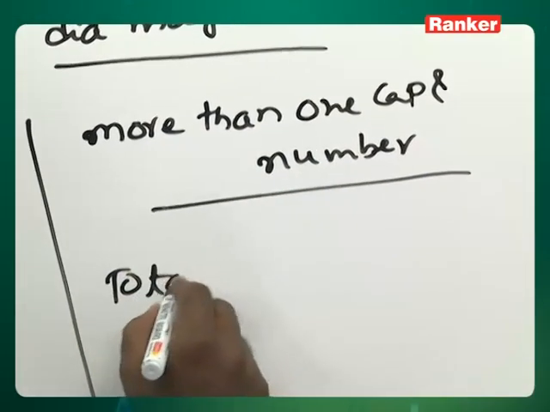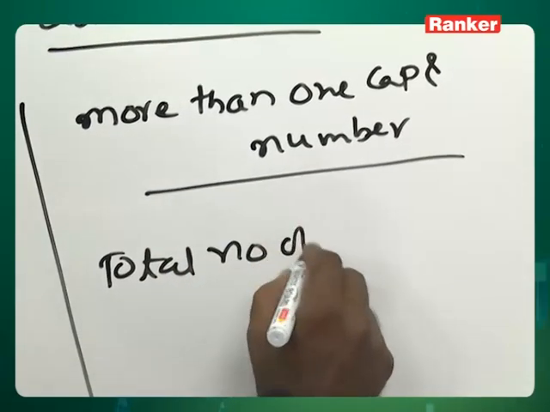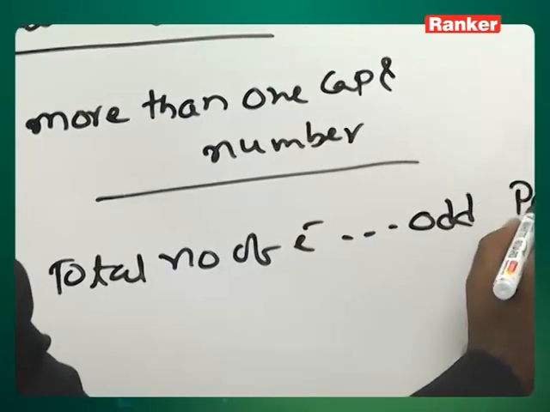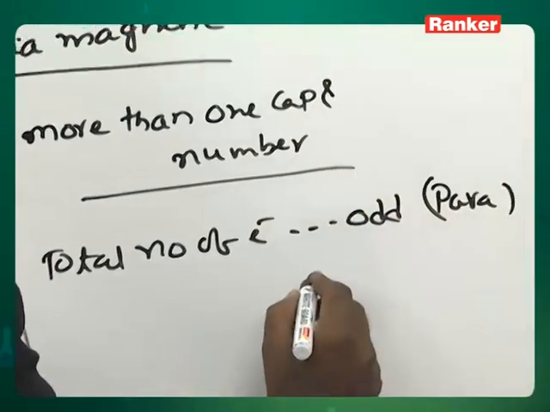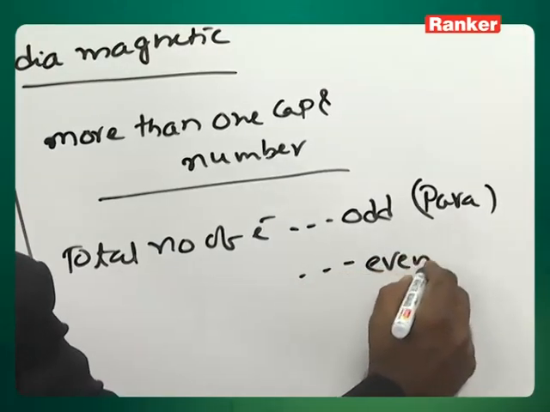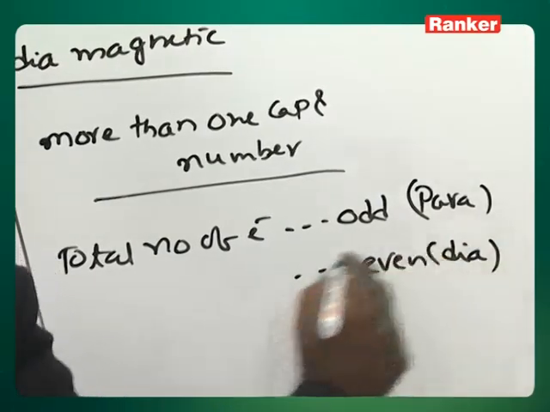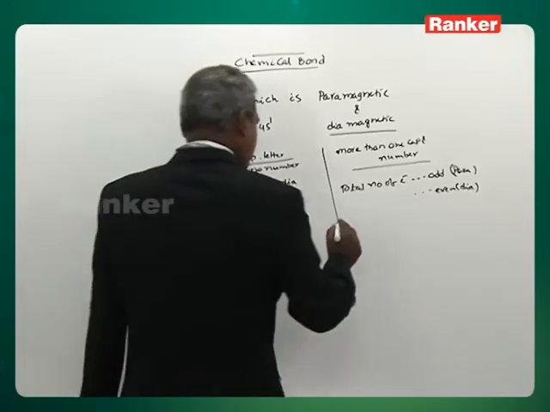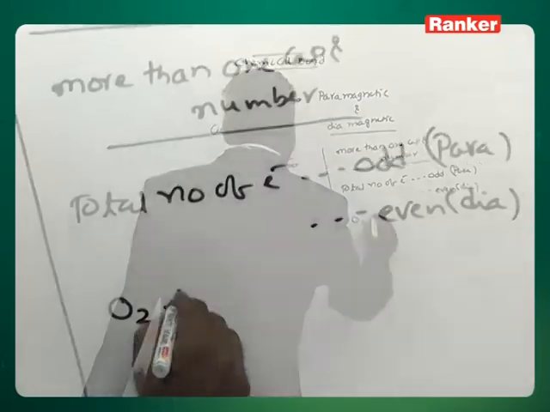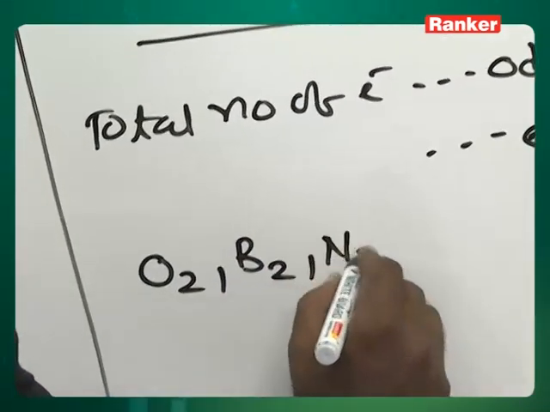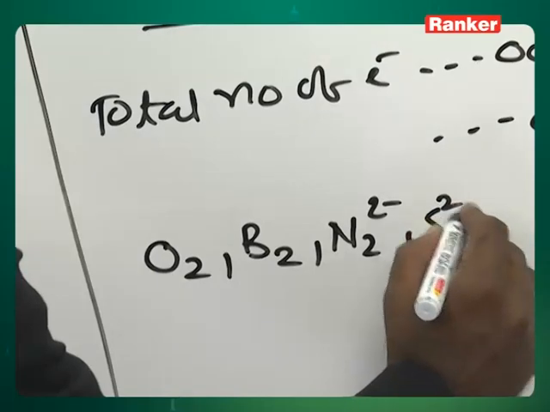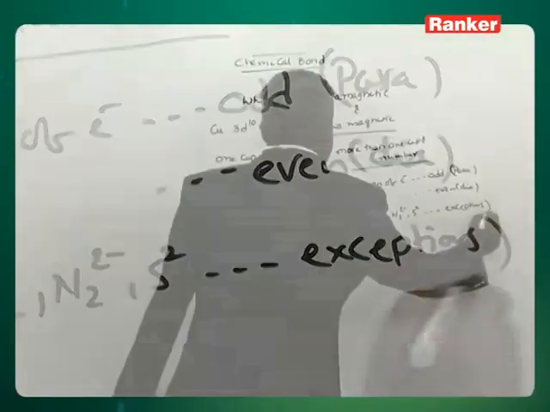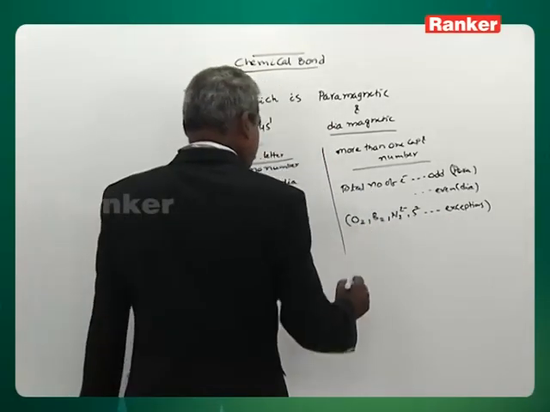Total number of electrons, you count the total number of electrons. Odd number, it is paramagnetic. Even, it is dia. Total number of electrons, odd, para, even, dia. O2, B2, N2 2 minus, and S2 are exceptions. Let us see what do you mean by that.